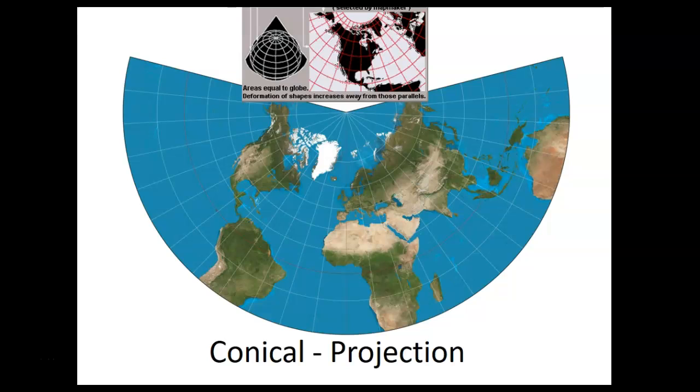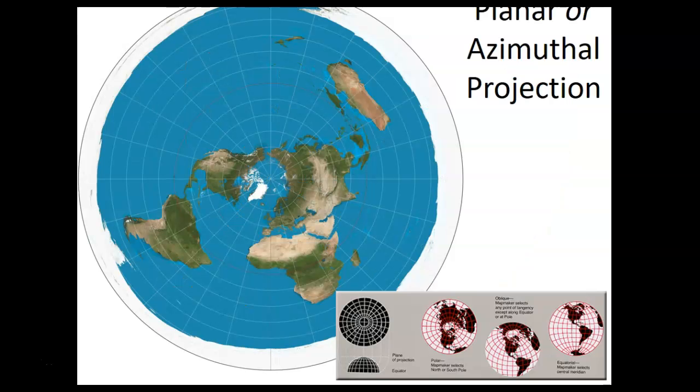The third projection, the third set of boxes that we are filling out, is called the planar, or this is a hard word, azimuthal.